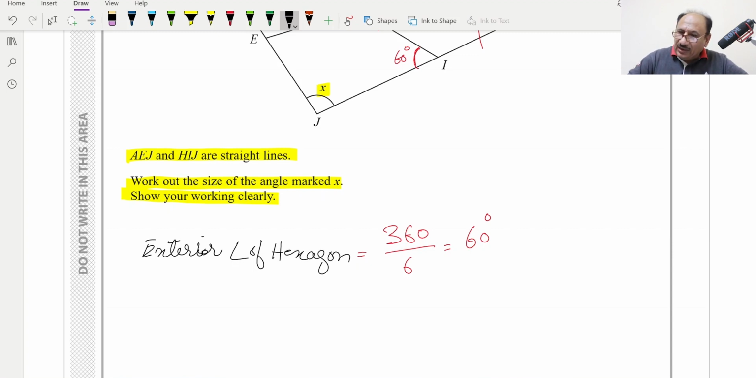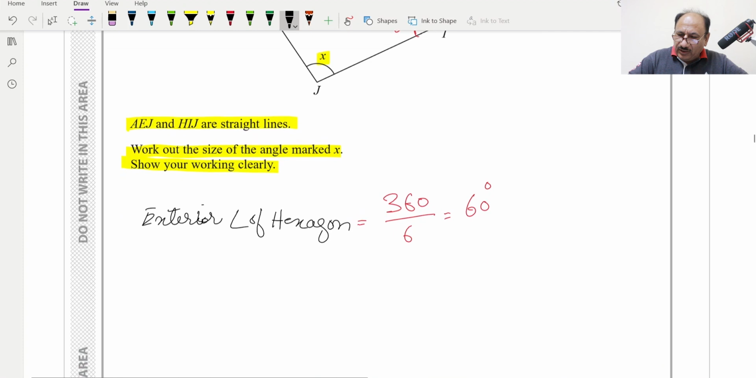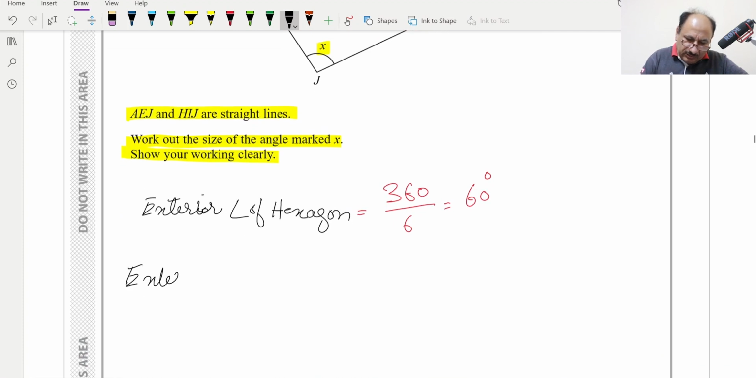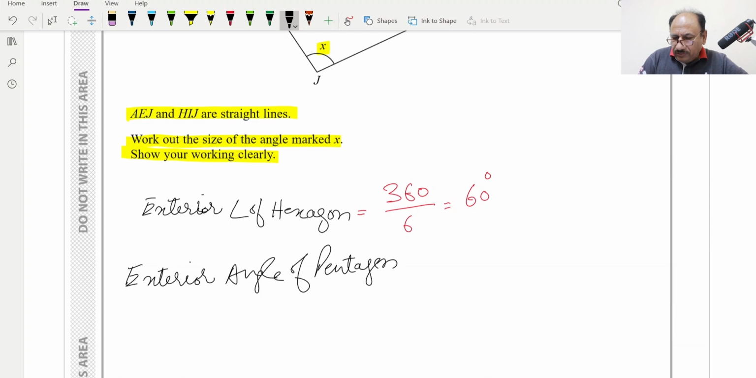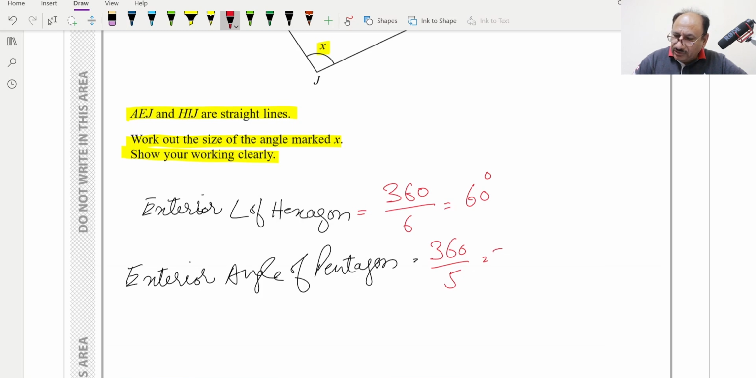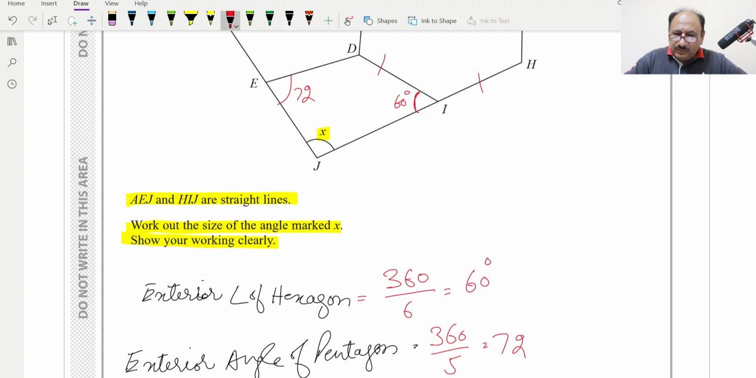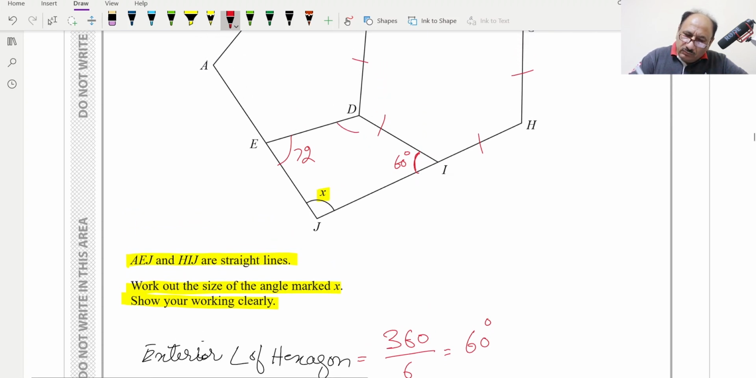And then the exterior angle of the pentagon we can also find. So exterior angle of pentagon will be equal to 360 divided by 5. 360 divided by 5 is equal to 72. So the other angle, this one is 72, and we can find this angle will be 72 plus 60.